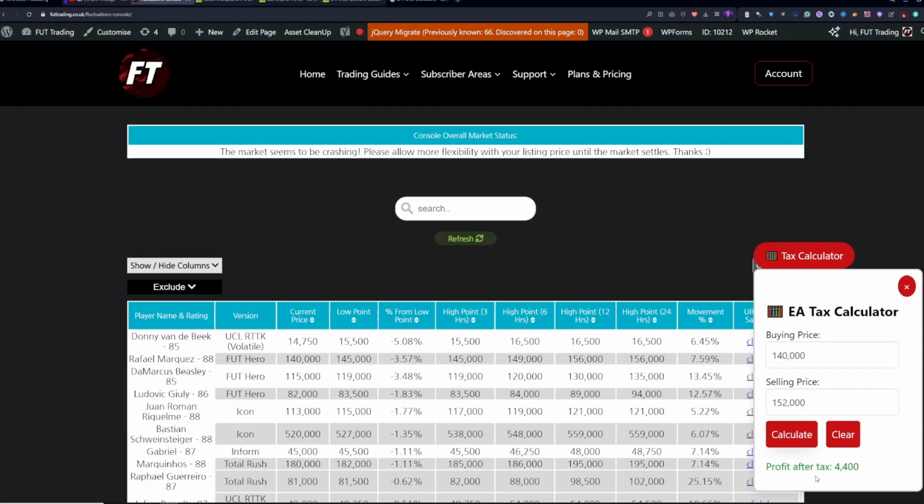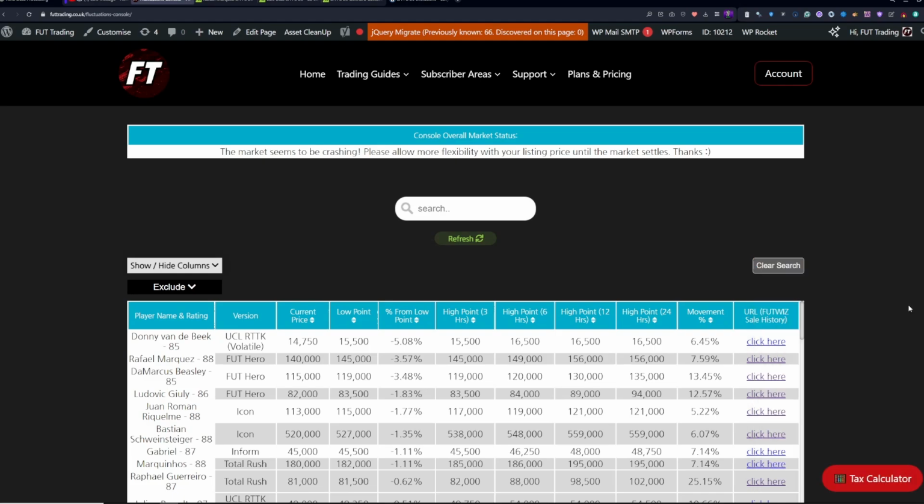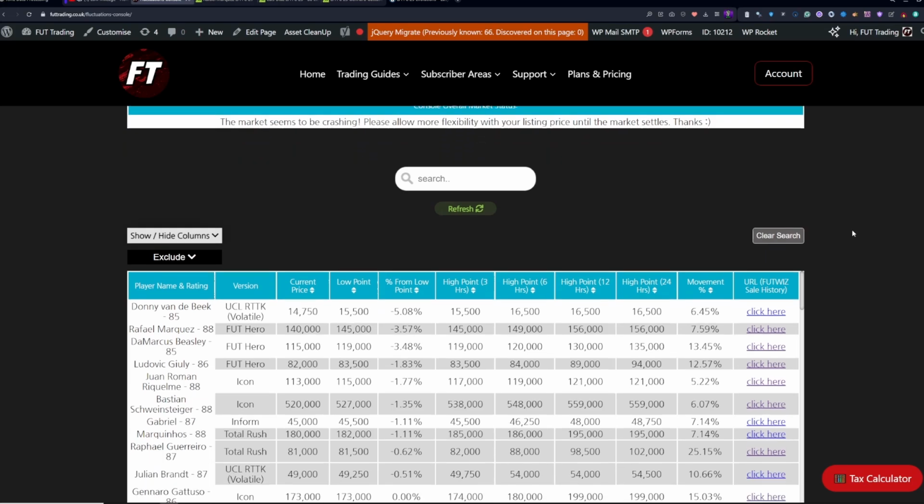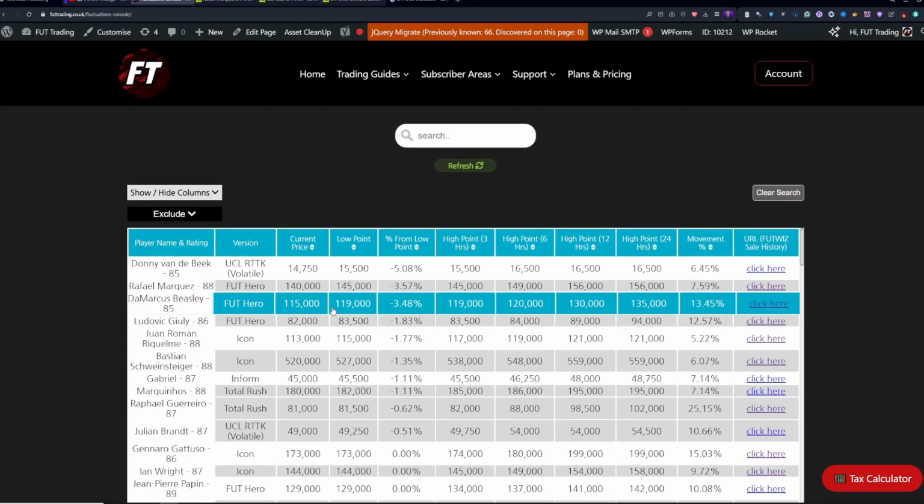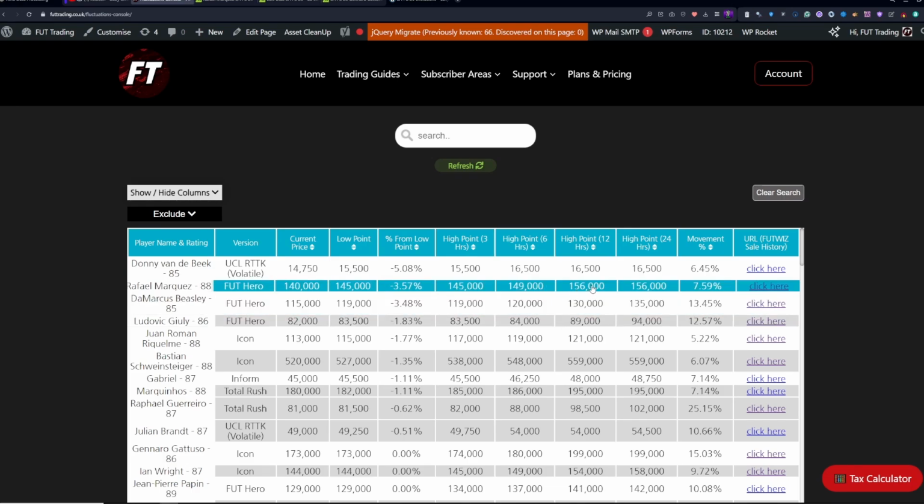Again, today is a very dead day for trading, so it can be hard to get deals. You can see if we were to win it for 140, it'd be a great price, right? And you can attain a lot of cards like this, like Beasley again. But working out the sell price is what a lot of people struggle with, and I feel like I've explained it quite well there, okay?